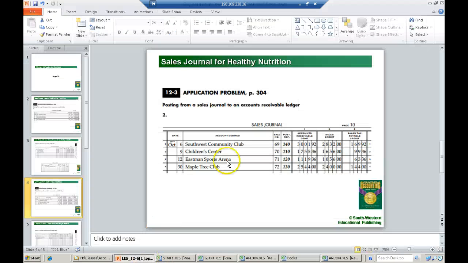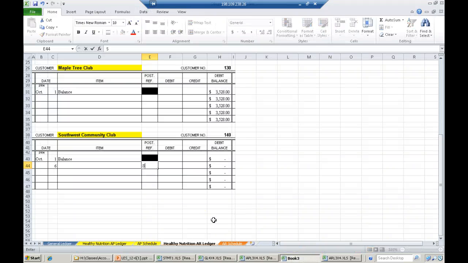$3,001.92. Southwest is down at the bottom. Again on the 6th. This is coming from Sales Journal page 10, or S10. And the debit amount is $3,001.92. Our balances are automatically there for us. Now I wrote 300,000, so we need to go back and fix that. So there we go. $3,001.92.